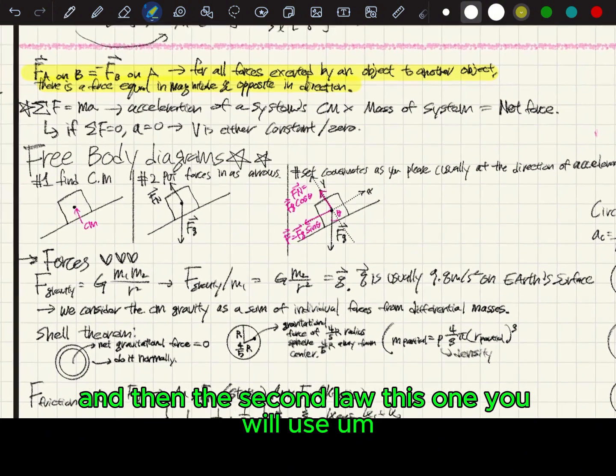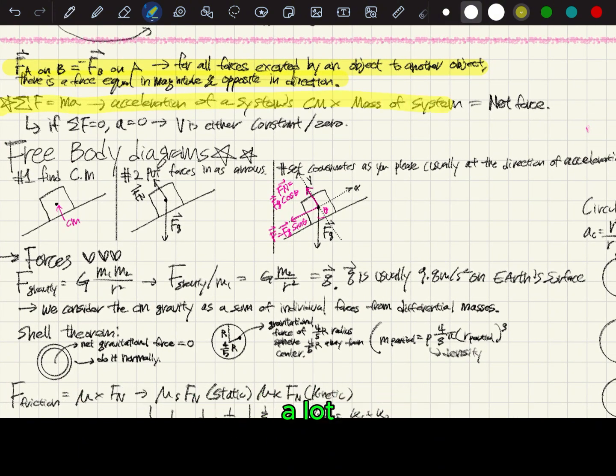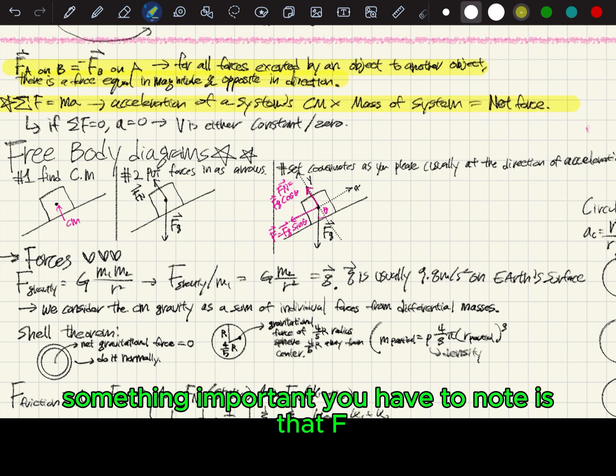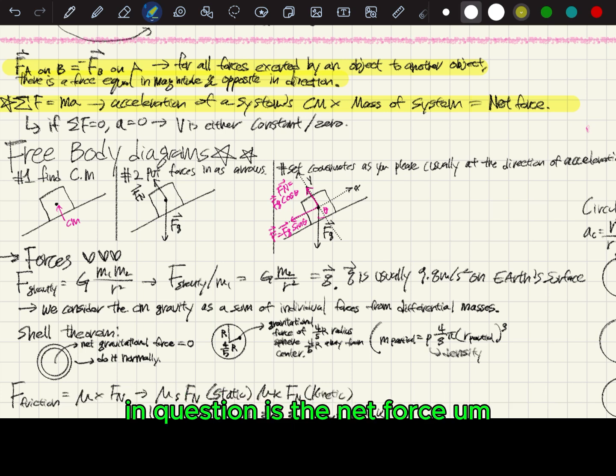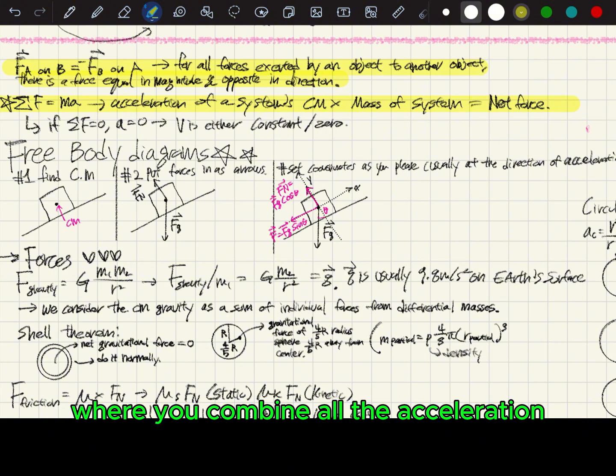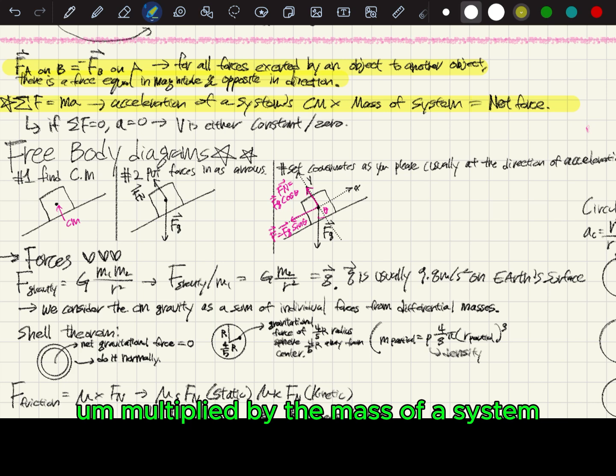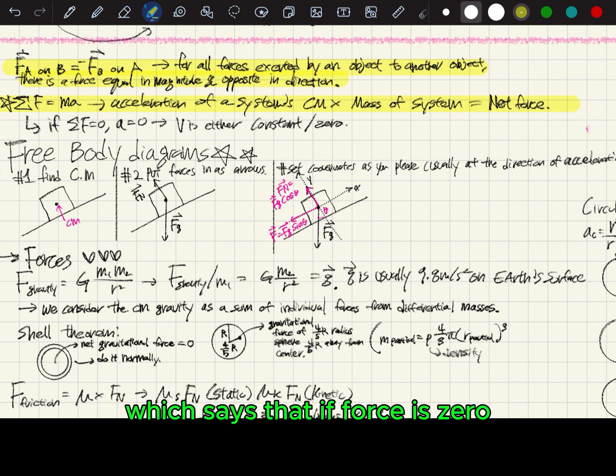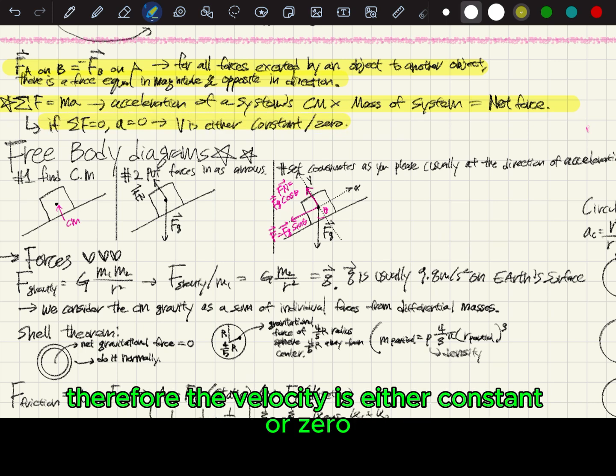And then the second law, this one you will use a lot, like in every problem you will use it. So F equals ma. Something important you have to note is that F in question is the net force. It's all the forces combined into one. And it's also net acceleration, which is the same thing where you combine all the acceleration. So the acceleration of a system multiplied by the mass of a system equals the net force. That kind of brings us to the first law, which says that if force is 0, then acceleration is 0. Therefore, the velocity is either constant or 0.